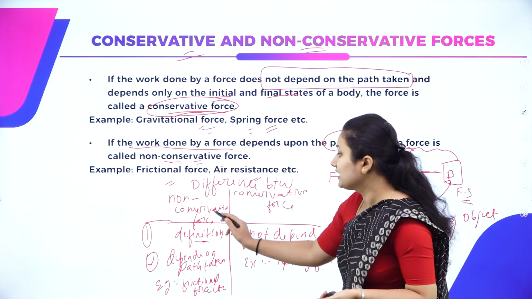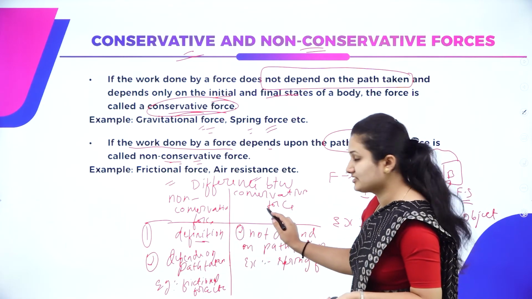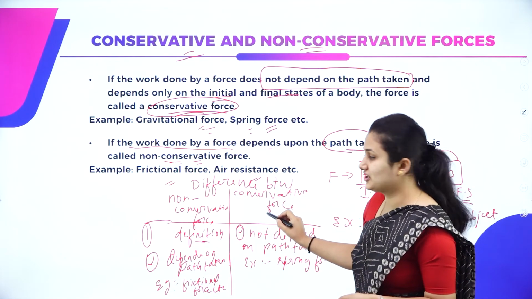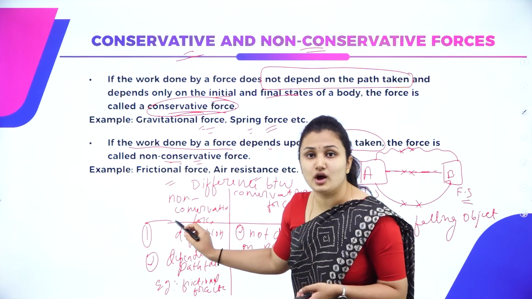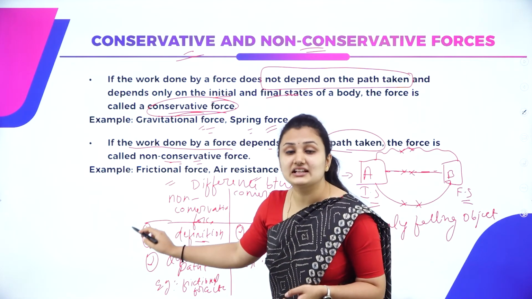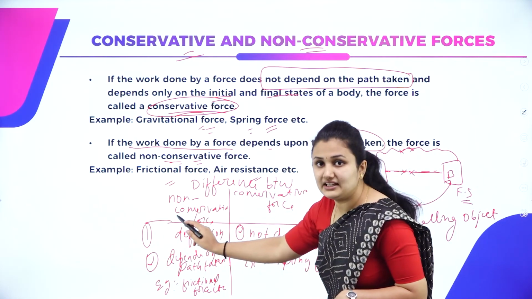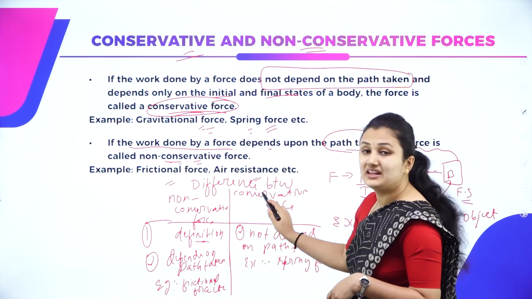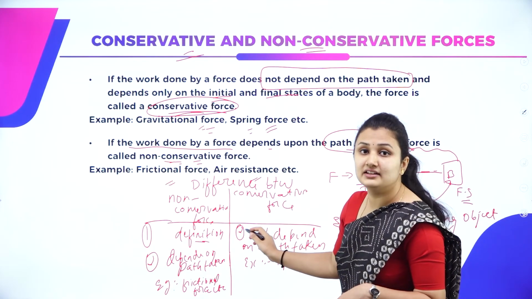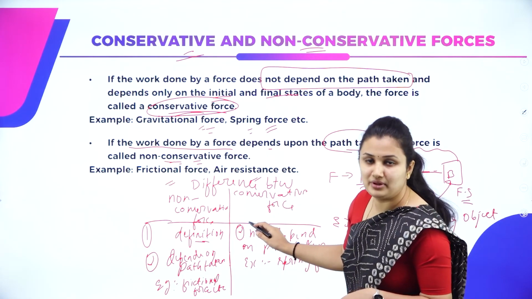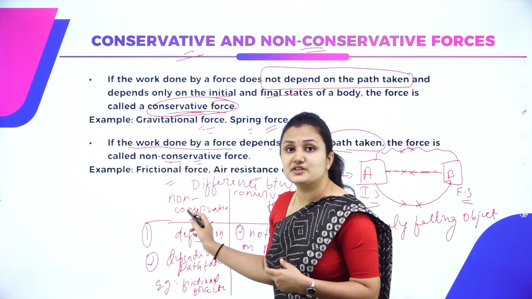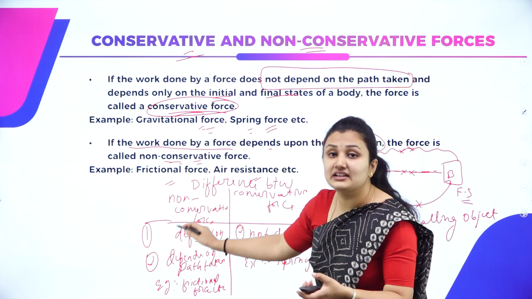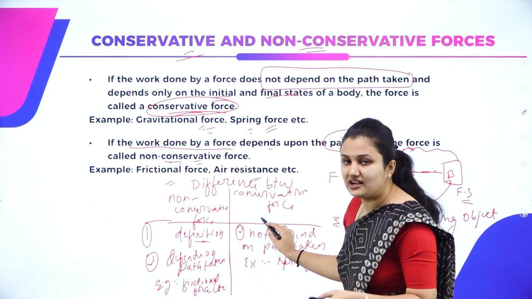And here, a conservative force is central in nature, whereas a non-conservative force is retarding in nature. In a conservative force, the work done is recoverable. In a non-conservative force, the work done is not recoverable and it is retarding in nature. The conservative force is central in nature.